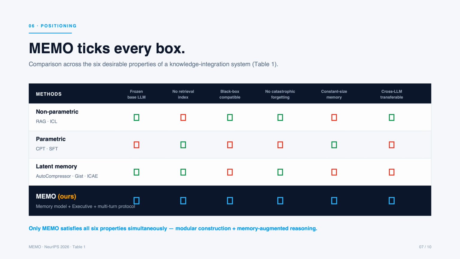Here's how MEMO compares on the 6 properties that matter for a knowledge integration system. Non-parametric methods keep the base LLM frozen and are black box compatible, but they need a retrieval index and don't give you constant size memory. Parametric methods give you constant size memory, but they break catastrophic forgetting guarantees and aren't black box compatible. Latent memory methods are compact, but aren't cross-LLM transferable. MEMO is the only one that ticks every single box. Frozen base LLM, no retrieval index, black box compatible, no catastrophic forgetting, constant size memory, and cross-LLM transferable.